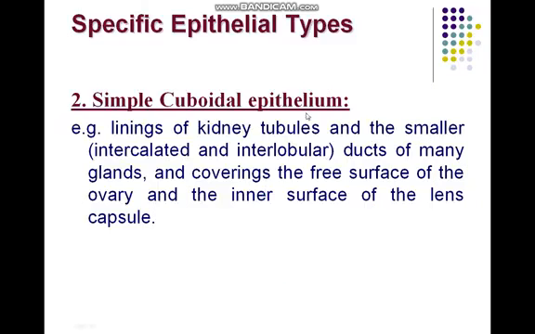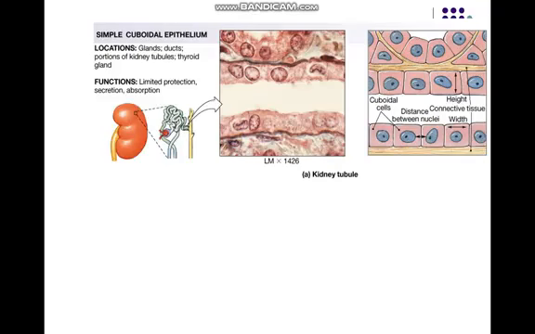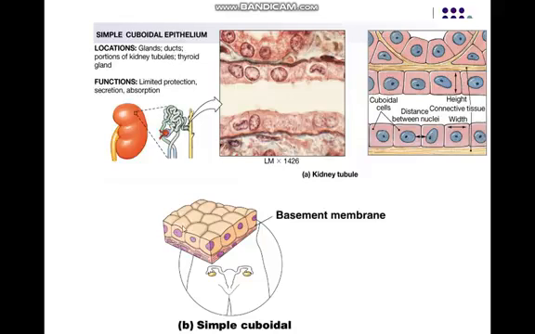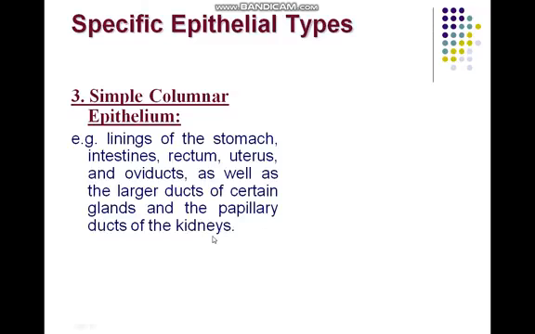Simple cuboidal epithelium is found in kidney tubules and in the intercalated and interlobular ducts of glands, and it either contains a free surface or sometimes contains specific specialization. In the kidney tubule, we can see the simple cuboidal epithelium. Also, we can see the simple cuboidal epithelium covering the surface of the ovary in the female reproductive tract.